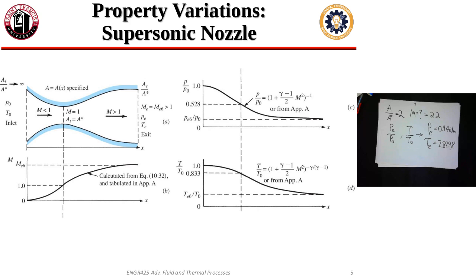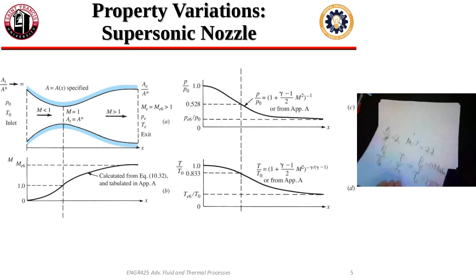Okay, so let's think about this. If we decrease the pressure at the exit, so the ambient conditions around the nozzle, I have my nozzle here.